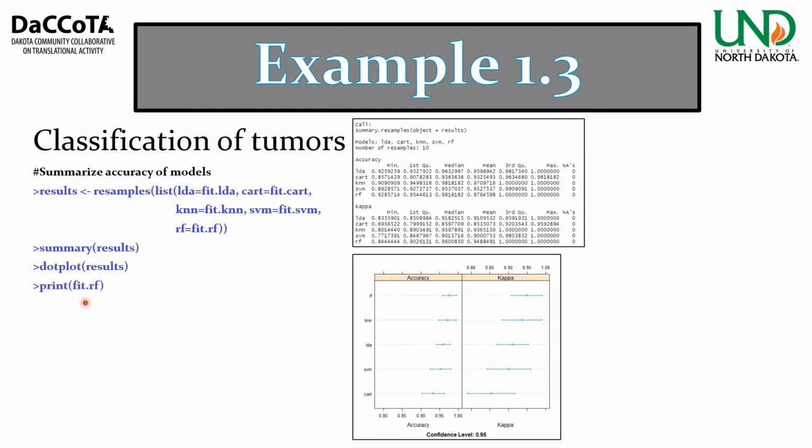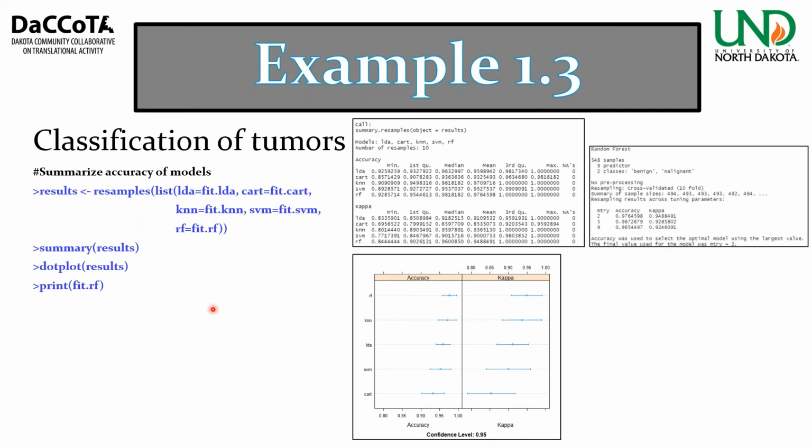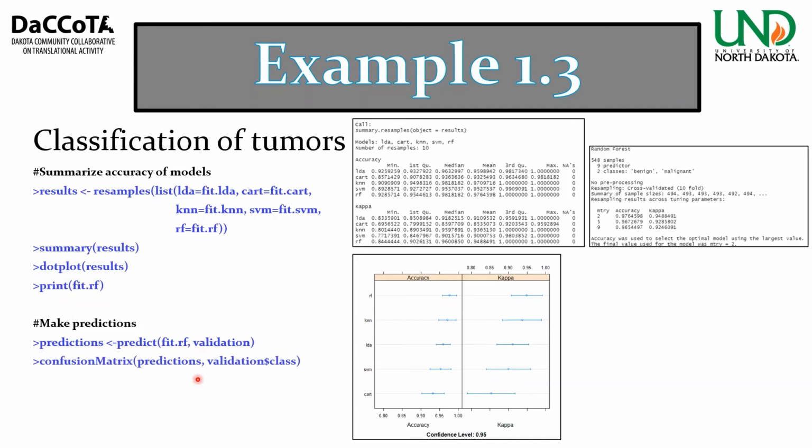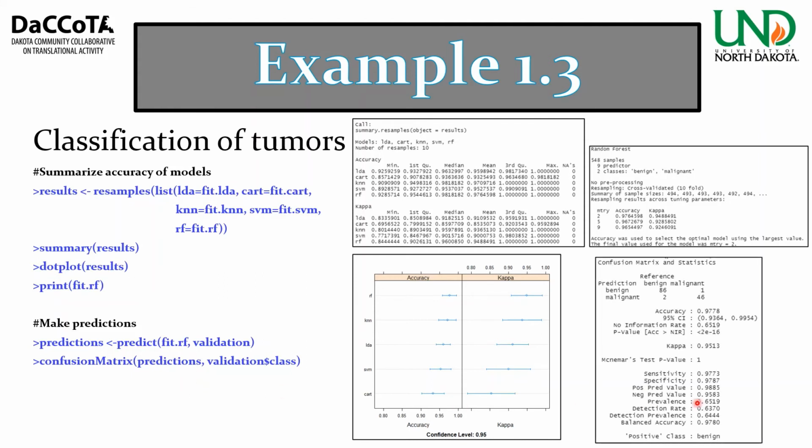So we're going to print out that outcome just itself. You can see here, so we had the different accuracy, kappa. And then let's make some predictions, given our best model was a random forest. So we'll do predictions, predict using our fitted model, and then our validation data. And then the best way to show this is a confusion matrix. That is a common way to show this.